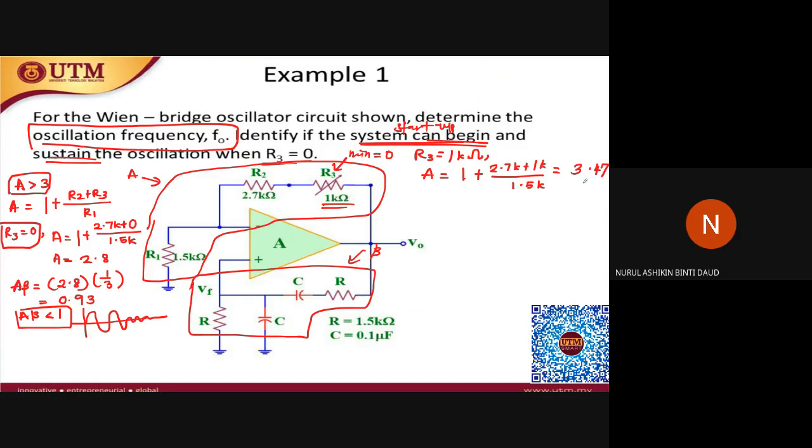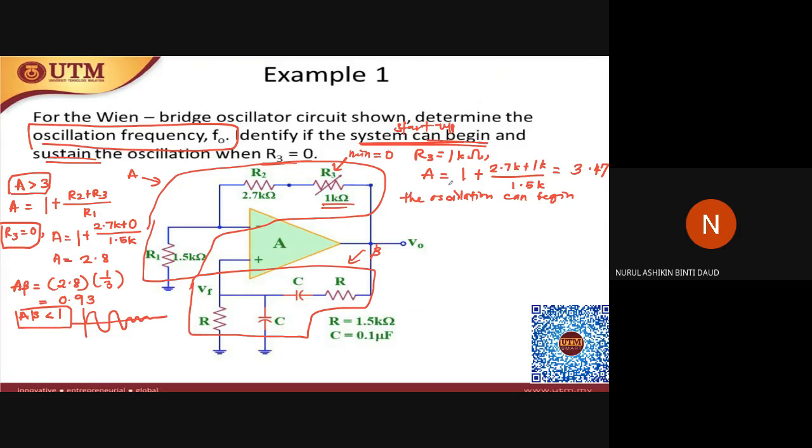Okay, 3.47. So when the potentiometer is turned to its maximum value, which is 1 kilo ohm, can the system begin? So the oscillation can start. The oscillation can begin. All right. But next, how do we sustain the oscillation?